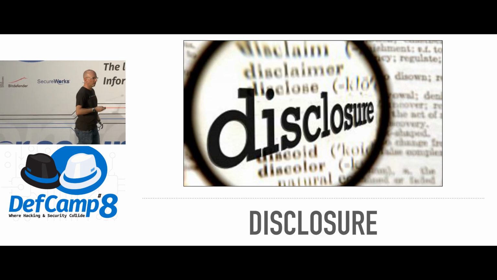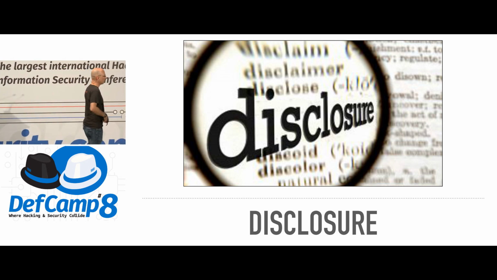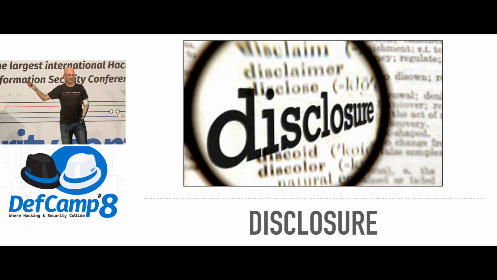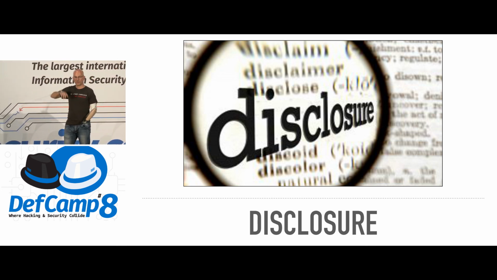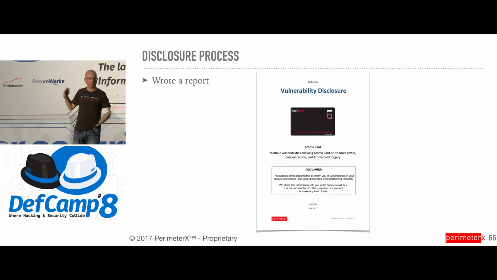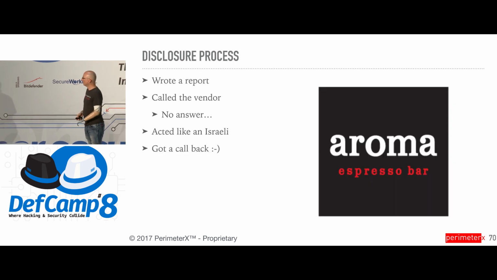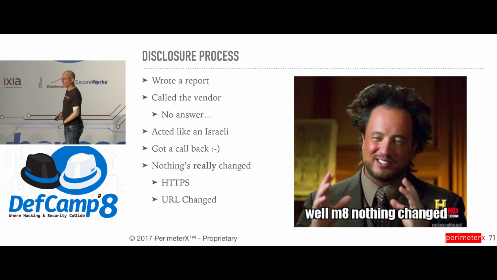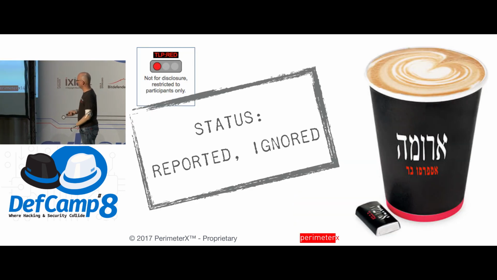Disclosure, we wrote a document, we called them, they didn't answer. I'm Israeli, so I just walked to their office. It was just a 10-minute walk away. And I left the document, they called me back, they argued a little bit, and nothing really changed. This is why this is all not for publishing, they have to fix it yet. So a bunch of vulnerabilities with a lot of damage, right? I can steal anybody's money, and they're working on that yet.